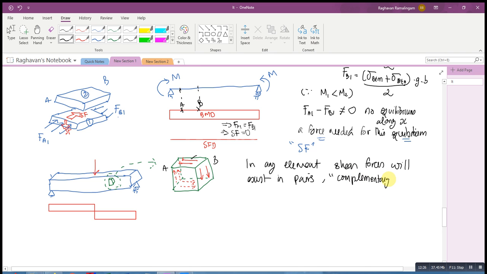Complementary in nature. So even though what we have discussed talks about this shear force alone, these two cannot exist alone. If only these two exist alone, this will cause a couple, an additional couple, and this will lead to loss of moment equilibrium.